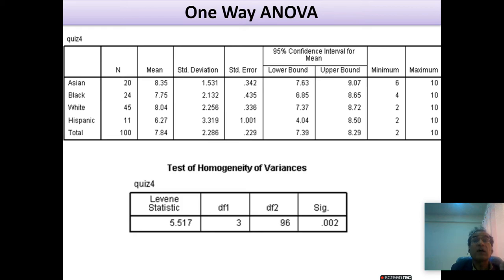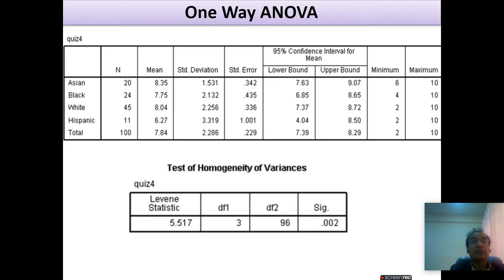So this is the result of the one-way ANOVA. In quiz 4, you can see the population. There is the Asian group, the number is 20. Their mean is 8.35, standard deviation is 1.53, standard error is 3.343. Then we see lower bound and upper bound and minimum and maximum value. Similarly, we can see all these values for black, white, Hispanic, and then we find the total.